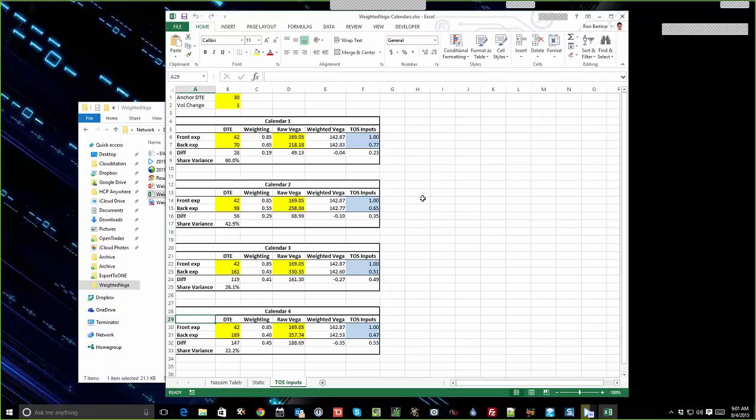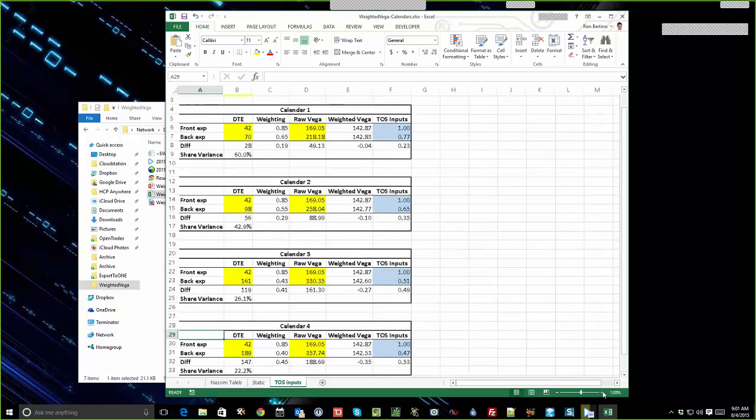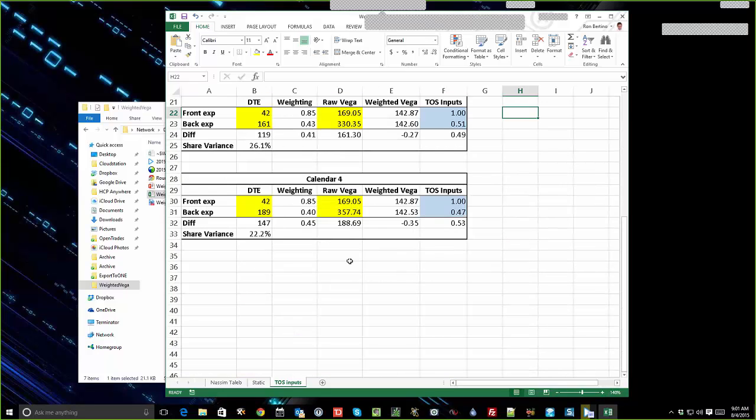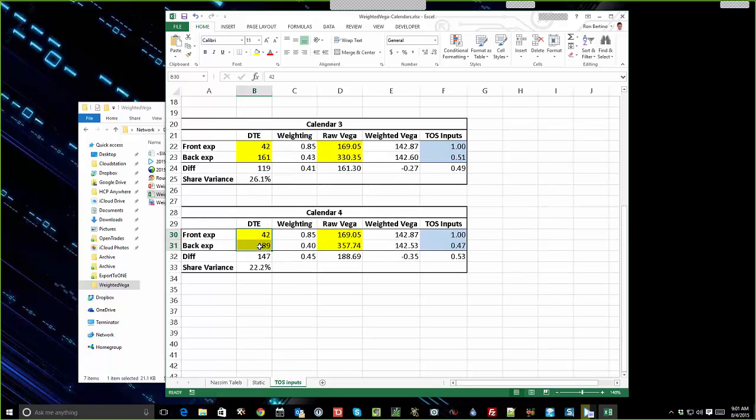Okay, can you guys see that okay? Yeah, fine, great. Actually, I'll zoom in a bit. All right, so for those that have seen the presentation before, you'll have looked at this particular spreadsheet. This spreadsheet basically gives you an easy way to just plug in the DTEs for the two legs of your calendar. You then plug in the raw Vega based on what the software is telling you, and from that it's going to tell you what the true Vega, or the weighted Vega, is for those legs and for the spread itself for the calendar, right?